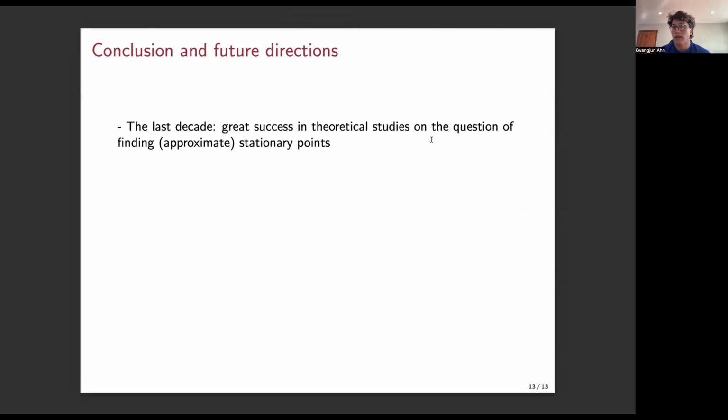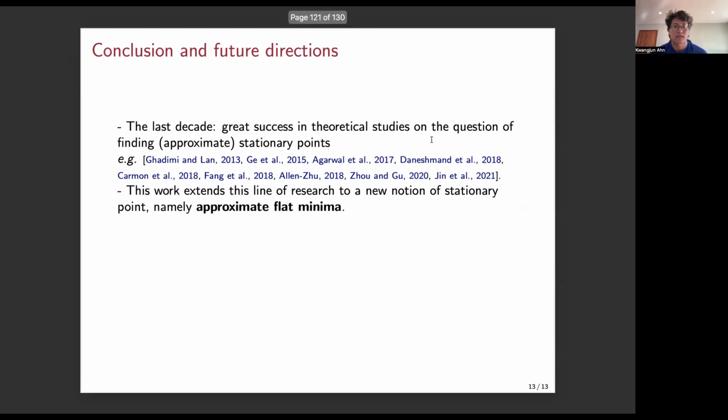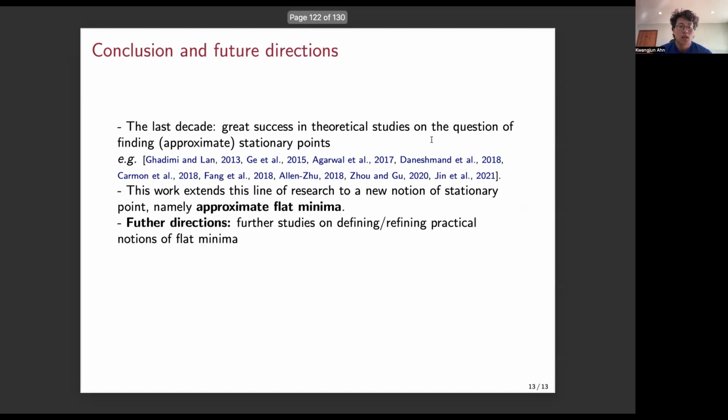We all know that in optimization for machine learning literature, over the last decade or so, there has been great success in theoretical studies on the question of finding approximate stationary points, evidenced by all these works from the literature. And this work extends this line of research to a new notion of stationary point motivated by the practical success of flat minima optimization. We call this approximate flat minima.